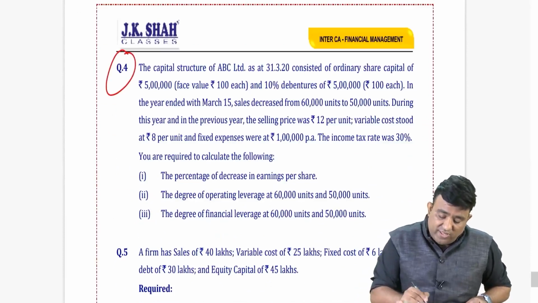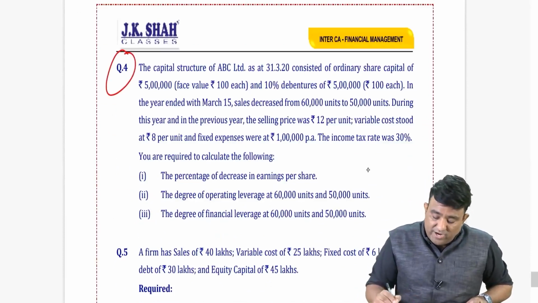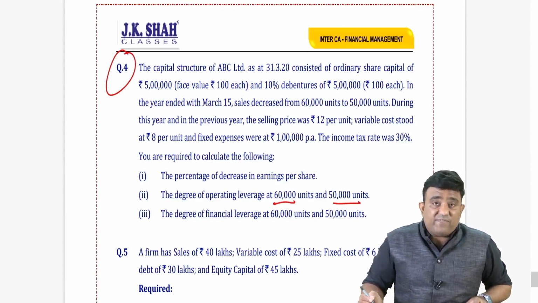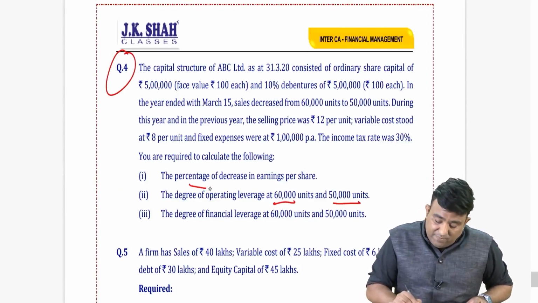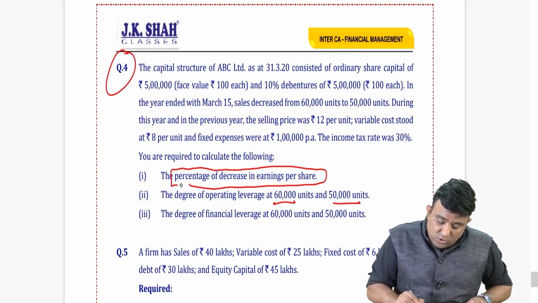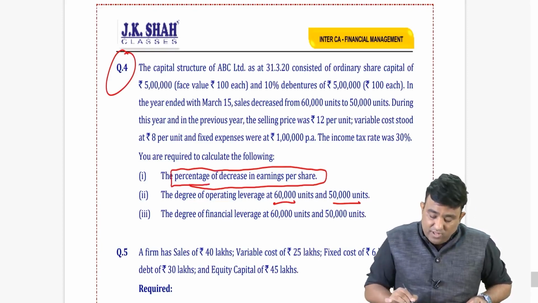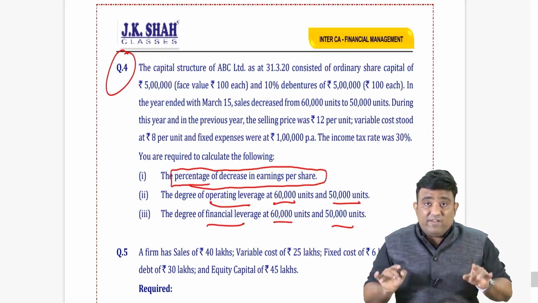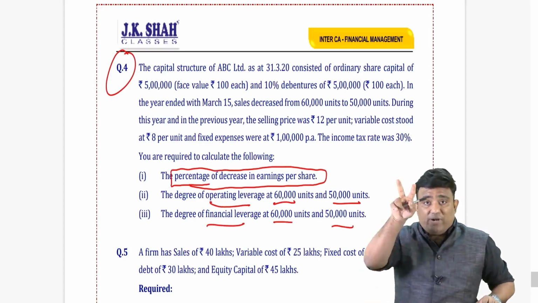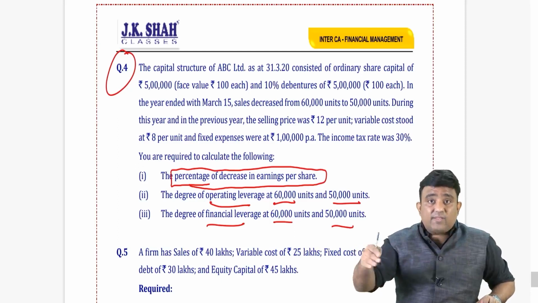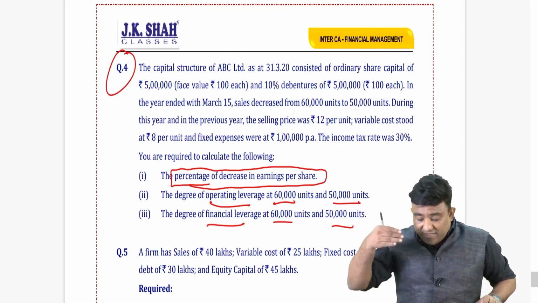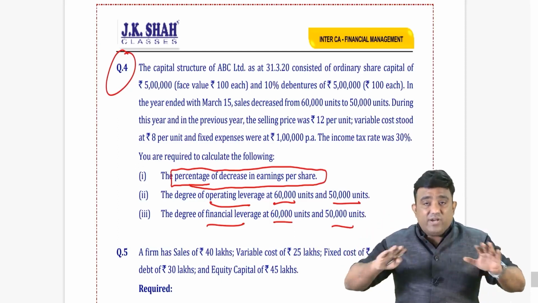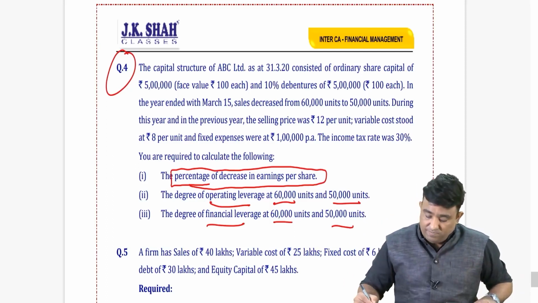Question 4, student, again very simple. You have to calculate EPS at 60 and 50, and thereafter depending upon the percentage increase or decrease, you can calculate that. DOL at 60-50, DFL at 60-50, mind well, combined leverage is not asked of you. So just prepare 2 columns, EPS, give a change in EPS, thereafter DOL and DFL, 10 marks, cash marks.